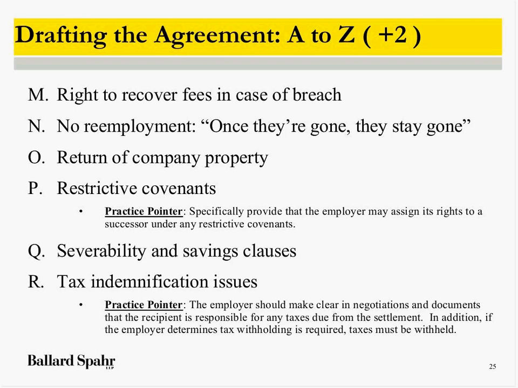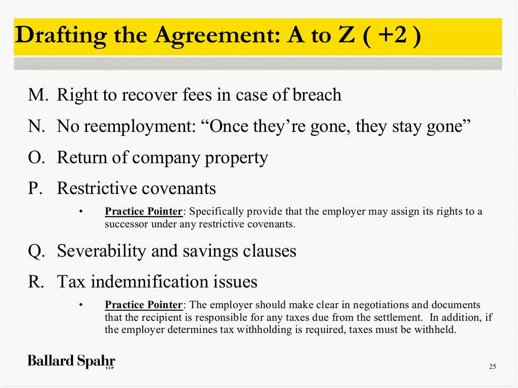No reemployment. Once they're gone, they stay gone. It has been argued that no reemployment provisions are unlawful attempts to waive future legal rights. Therefore, the carefully worded agreement says that this is a covenant or promise not to apply or seek reemployment, rather than a waiver to file a lawsuit in the future or a waiver of the right to apply for reemployment later. EEOC regulations support that view. Provide for the return of company property.